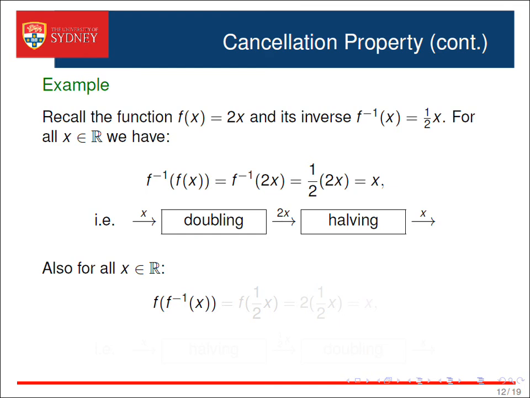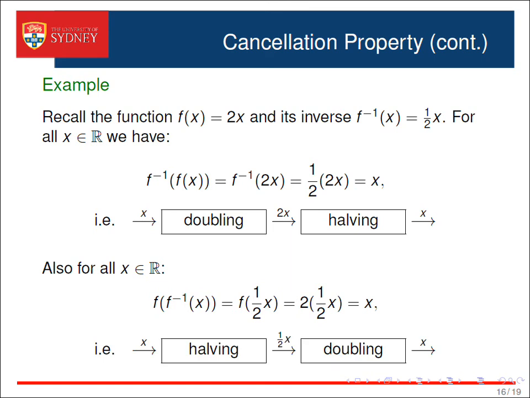Now, suppose for any input x, we do the halving first and then the doubling. That is, f inverse halves the x to become a half x, which f then doubles, thereby recovering the original input x. Diagrammatically, this is what happened.